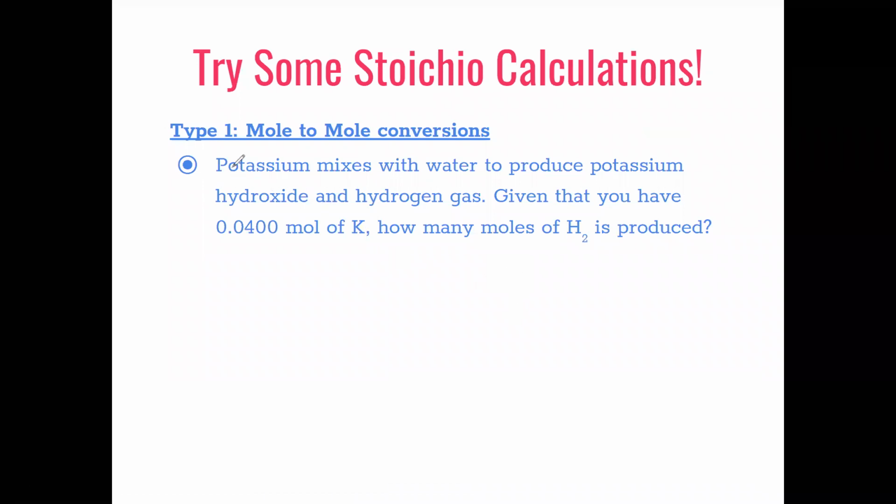Okay, so we have a question. Potassium mixes with water to produce potassium hydroxide and hydrogen gas. Given that you have 0.0400 moles of potassium, how many moles of hydrogen is produced? Okay, so firstly, we have to write out an equation. So we have potassium, and that is going to mix with water, and it's going to produce potassium hydroxide and hydrogen gas. Remember, hydrogen gas is a diatomic element, so that's going to show up in a pair.